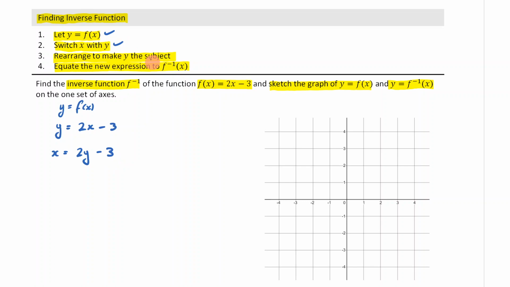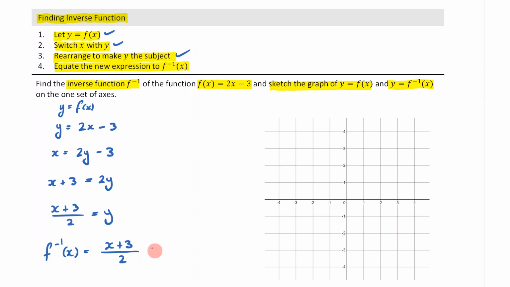I now want to rearrange to make y the subject. So I'm going to plus 3 to both sides, and then I'll divide by 2. So I'm going to get x plus 3 over 2 is equal to y. So I've made y the subject. Then I want to equate the new expression to the inverse of f. So that means I'm going to get the inverse of f is equal to x plus 3 over 2.